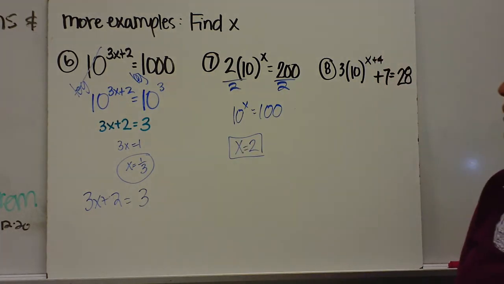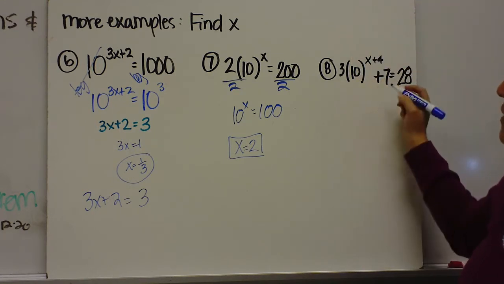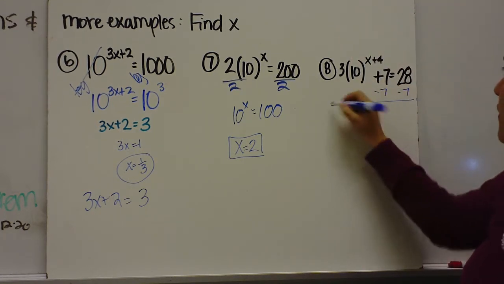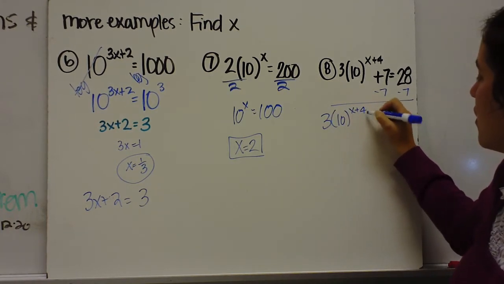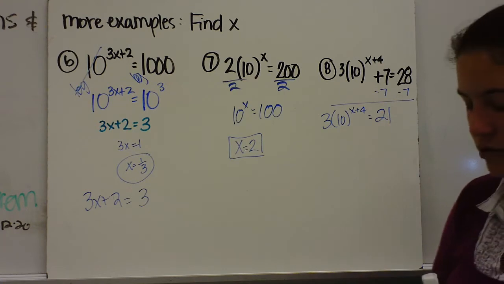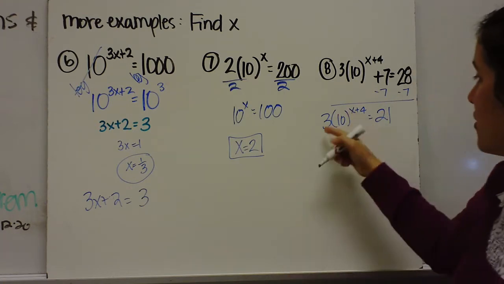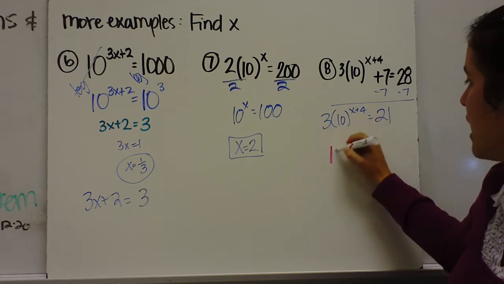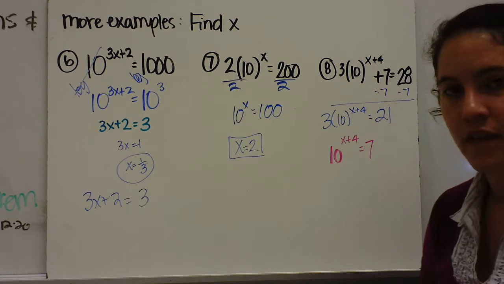All right. Number 8. I have a lot going on. So first I need to get 10 by itself. So I'm going to subtract 7 on both sides. And I get that equals 21. Then I'm going to divide both sides by 3. And I get 10 to the x plus 4 power equals 7.